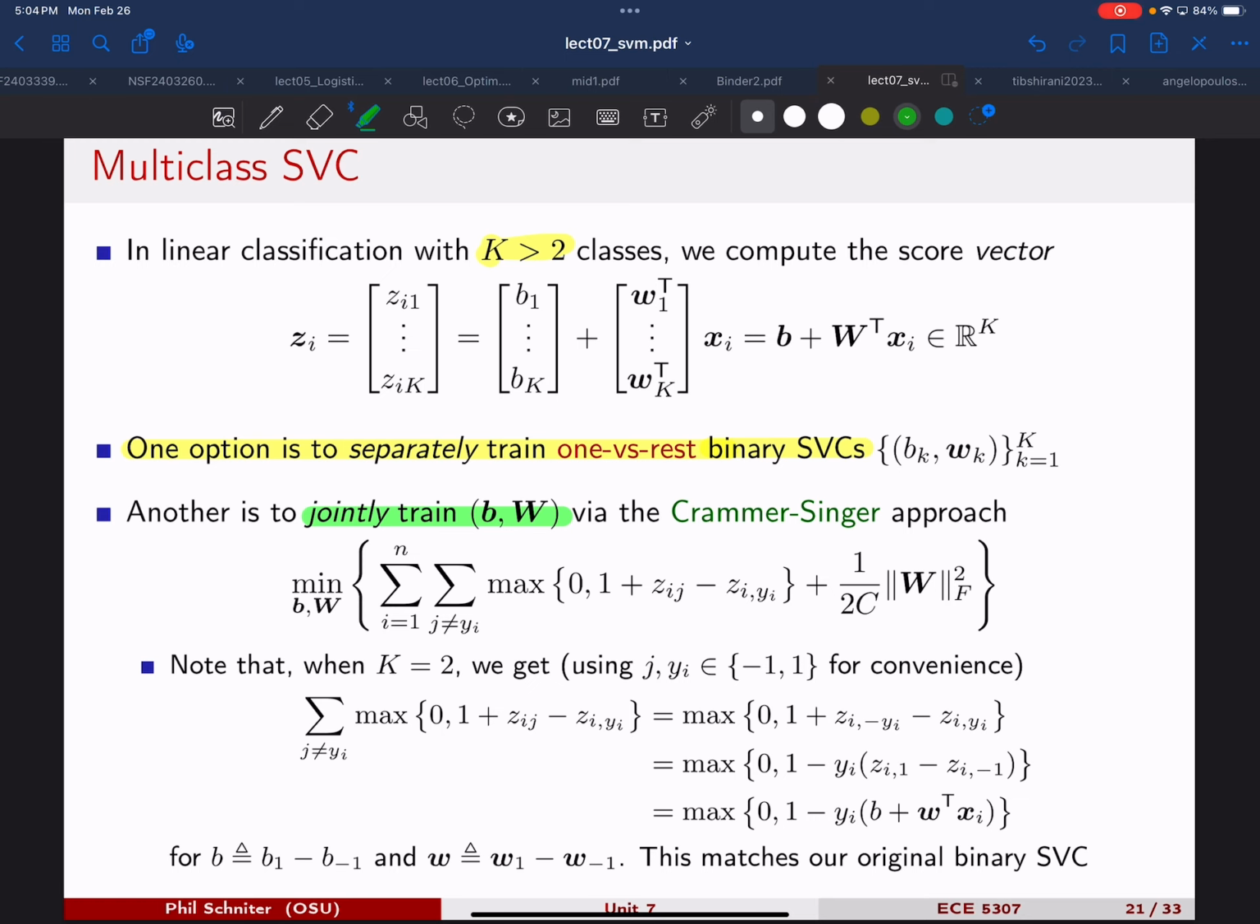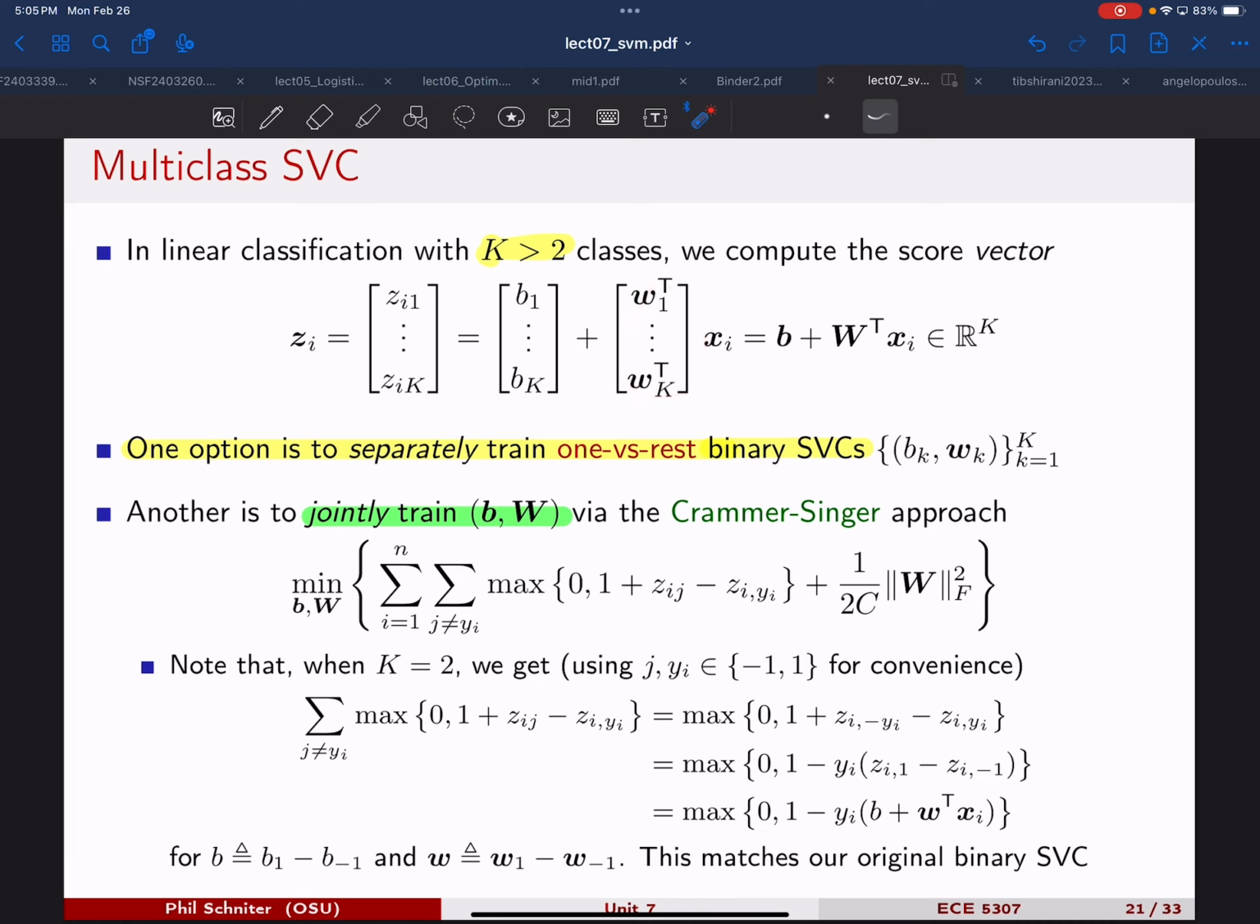And there is a version for the SVC called the Kramer-Singer approach. And when you look at it, it looks a little complicated. So now we have the same sum over i, but now we have a sum over label indices j not equal to yi. And we have a hinge-like thing, but there are actually two different versions of z in there and so on. This part looks the same. We have the Frobenius norm of the matrix, which is basically the sum of the squares of all the W coefficients. So that part's the same.